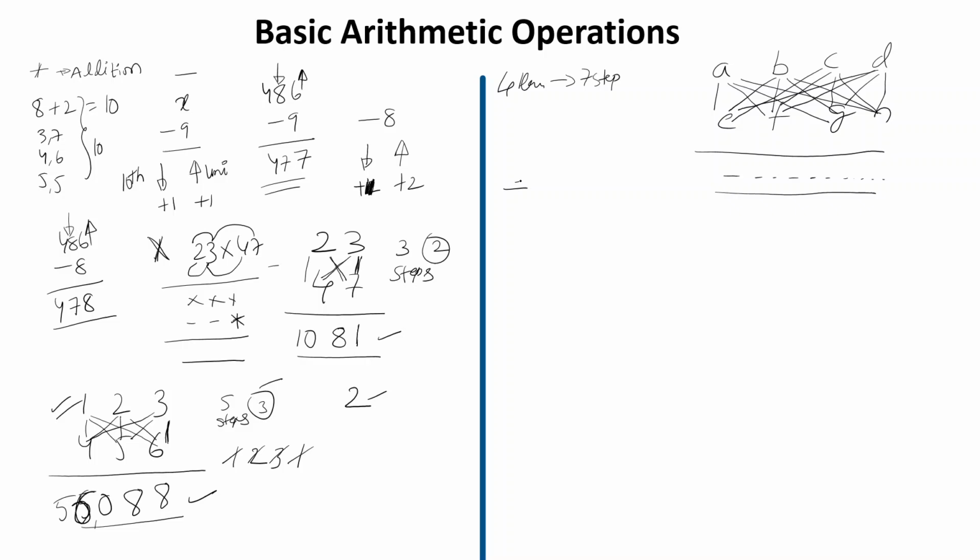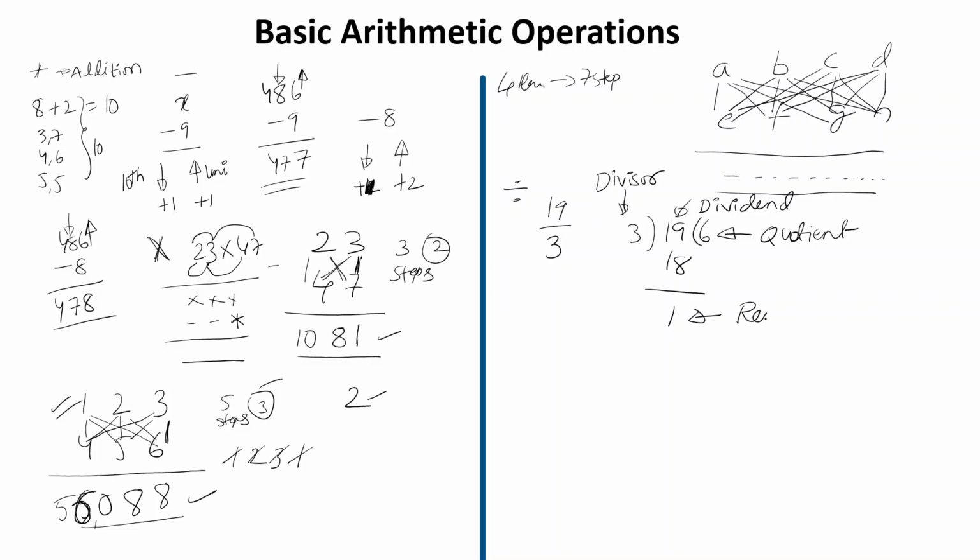Now coming to the division. In the division you have to do it the very easy way. It will come with practice only. For example, let us see 19 by 3. Here I want to emphasize the terminology in division. This is called the divisor, and this is called the dividend, and this here is called the quotient, and here 3 6s are 18, and this is called the remainder.